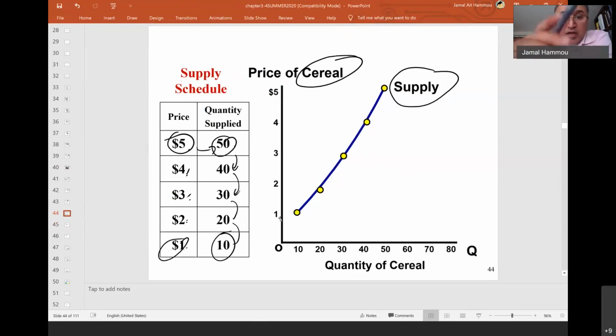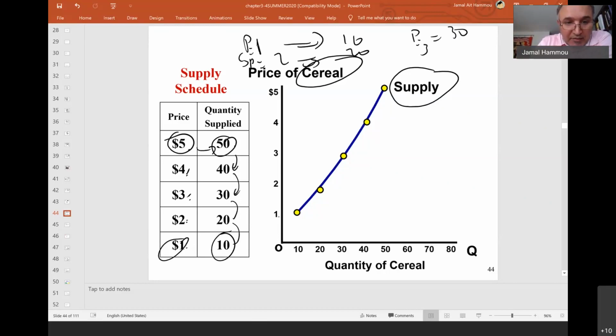if we start from the price equals 1, the quantity is 10. If we go to the price of 2, the quantity goes to 20. And then if we go to price 3, we have 30. So you can see the price is going up, the quantity is going up. From 3 to 4, the quantity supplied goes from 30 to 40. The price goes from 4 to 5, the quantity goes from 40 to 50.